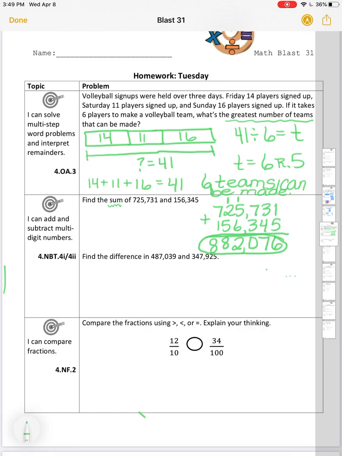Find the difference in 487,039 and 347,925. In this case here, difference is my key word again. I'm going to be subtracting. I want to subtract my 2 numbers, lining up the place values so that I can subtract like units. Starting in my ones place here, I will take 5 ones away from the 9 ones that I start with. That leaves me 4 ones. I'll take 2 tens away from the 3 tens that I start with, and I'm left with 1 10.